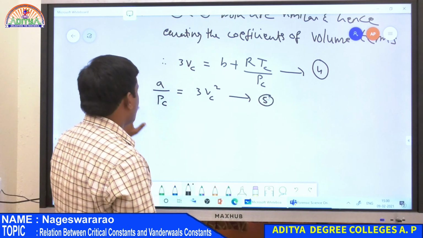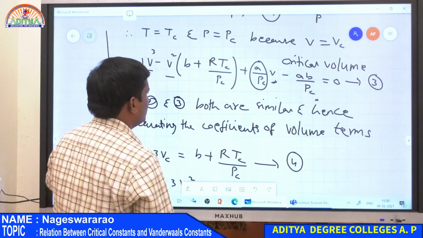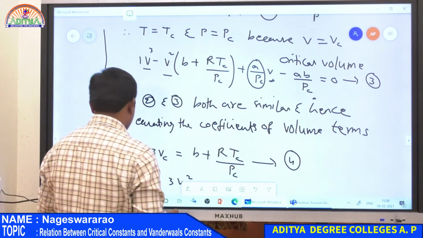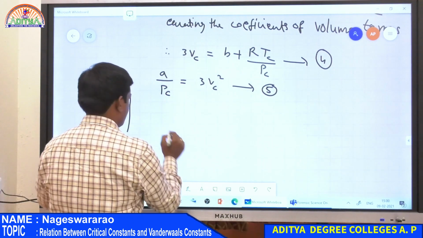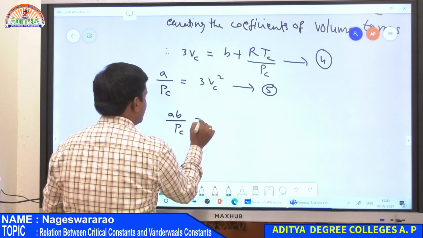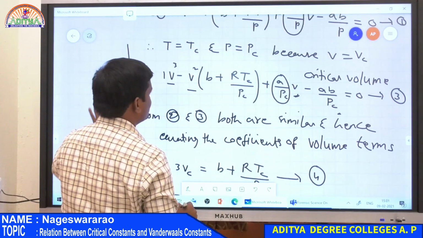And finally, constant values. So what is the constant value in this equation? AB divided by Pc, AB divided by Pc, that is equal to, go for equation 2.